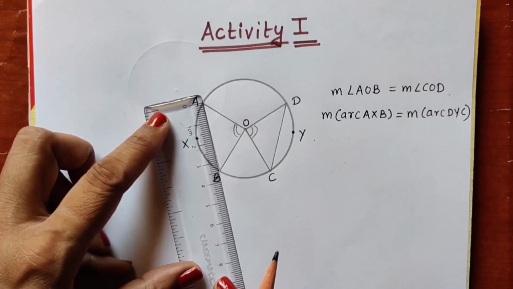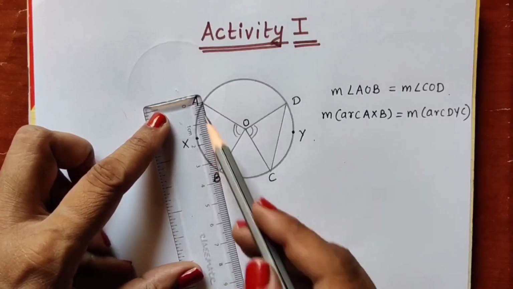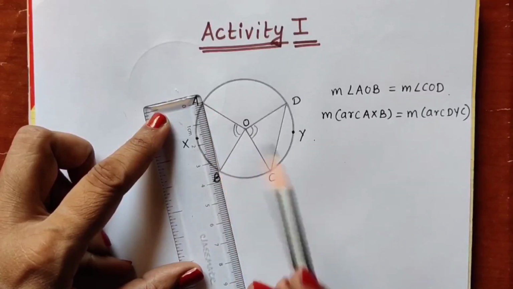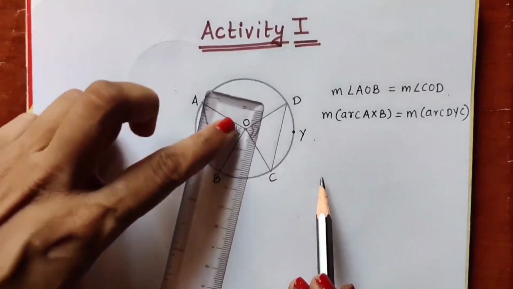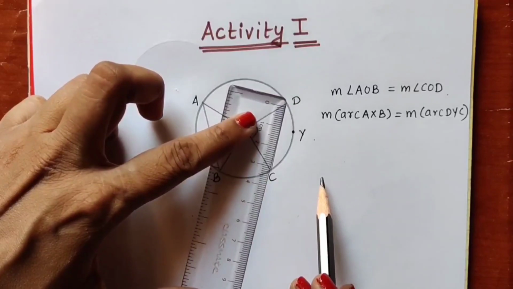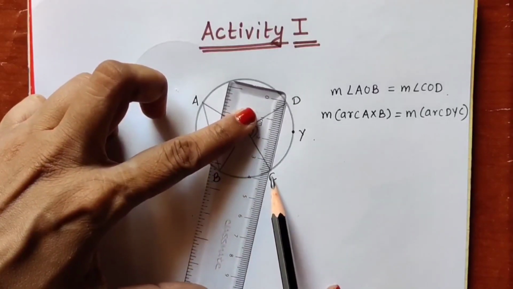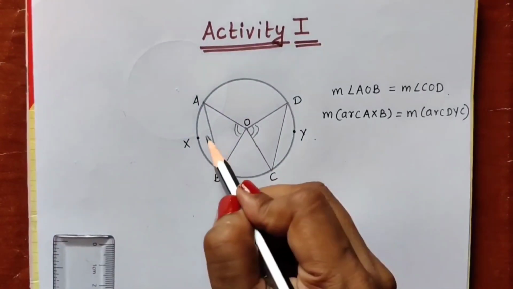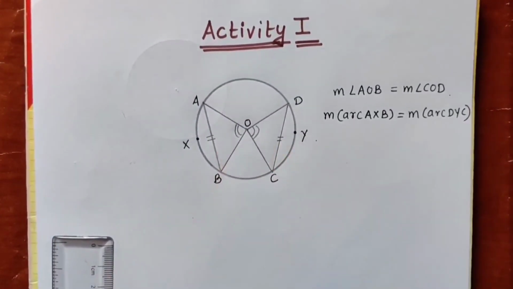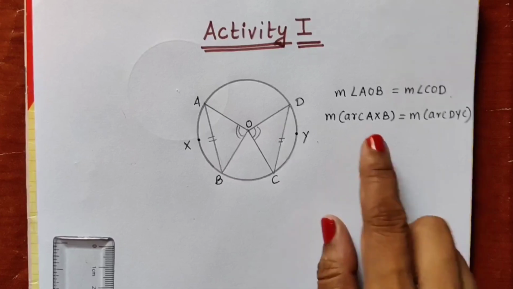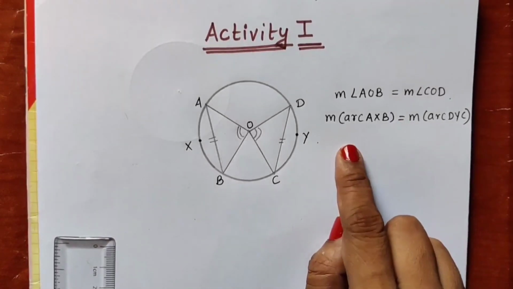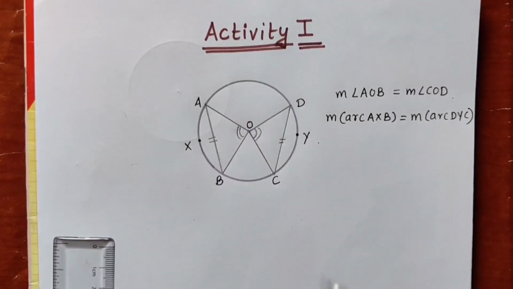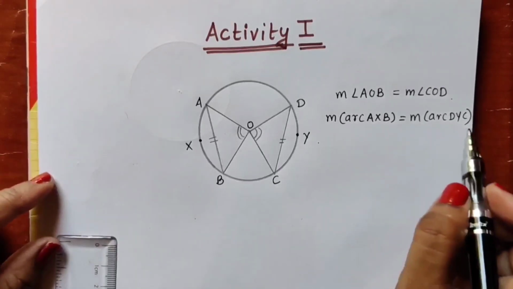Here I am getting 3.5. As you all can see, the length of chord AB is 3.5. Now similarly, check the length of chord CD also. Here also it is coming 3.5. So both the chords are congruent with each other. And this is the property: the chords of congruent arcs are also congruent. This property is known as chords of congruent arcs are also congruent.